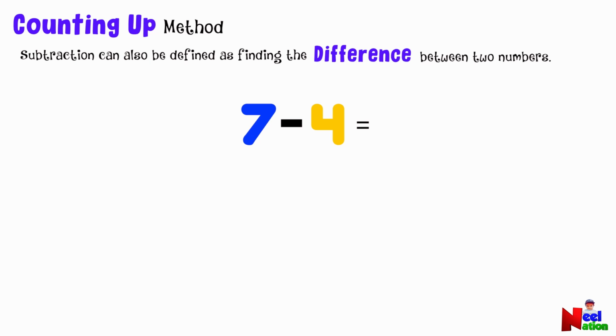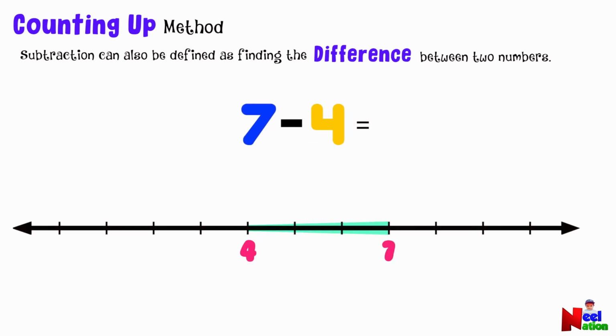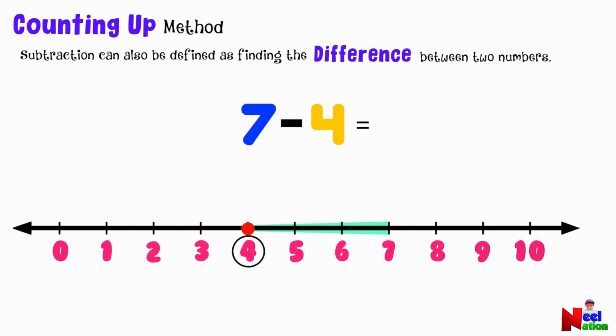In the counting up method, we find the difference by counting from the smaller number up to the bigger one. First, we find the smaller number between 7 and 4. Which one is smaller? 4. That's right, it's 4. Now, let's keep 4 in our mind and start counting up to 7. We can use a number line to help us. Okay, let's begin.